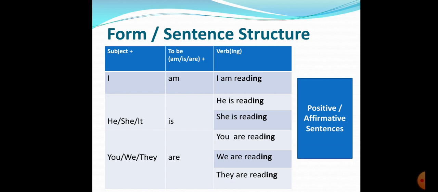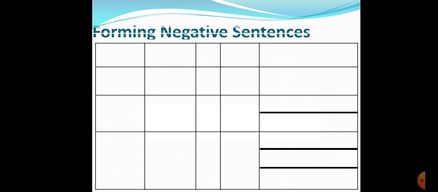Now let's learn to make negative sentences in present continuous tense. Here we say that subject plus to be form of verb, which are am, is and are, plus not, because to make the sentence negative we use the negation not, plus ing form of verb, which gives us our final sentence.